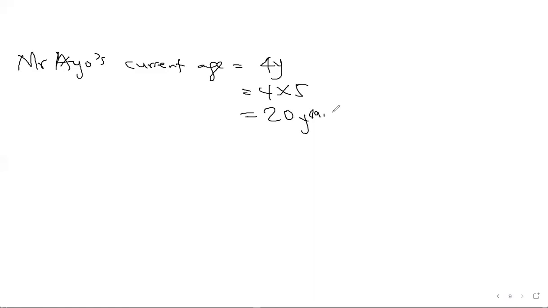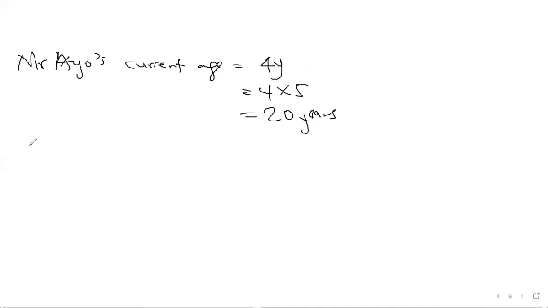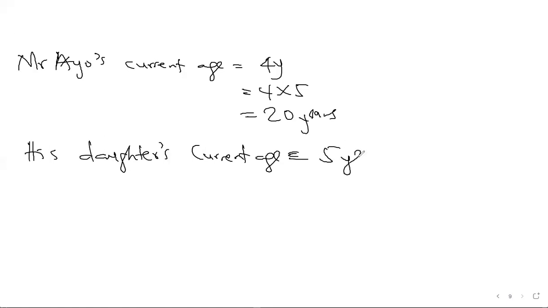Mr. Ayo's current age will be 4y, and that will be 4 times 5, which is 20 years. And his daughter's current age is 5 years as calculated.